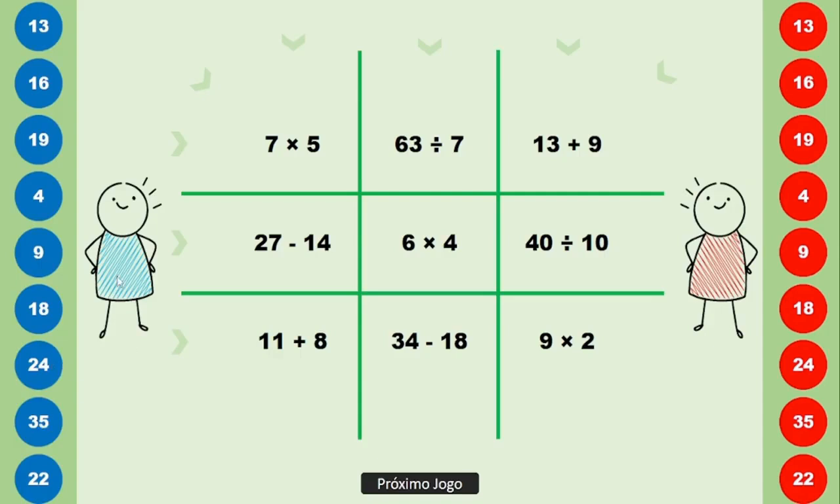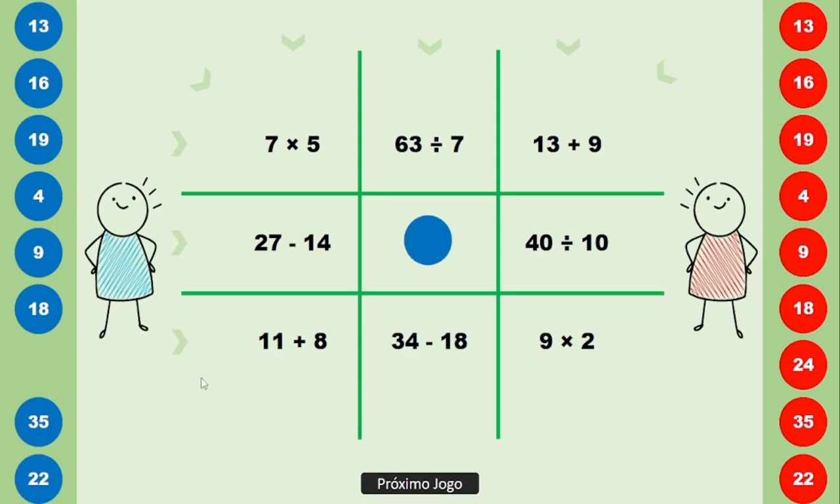So the blue team said that 6 times 4 is 24. So I'm going to click on the blue 24 because it was the blue team that answered. There you go. It showed up here. If it showed up here, that means it's correct. After that, the blue team answered correctly.